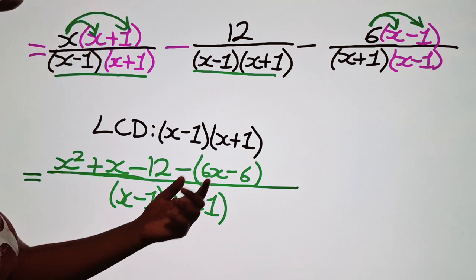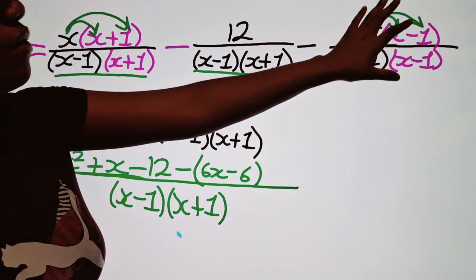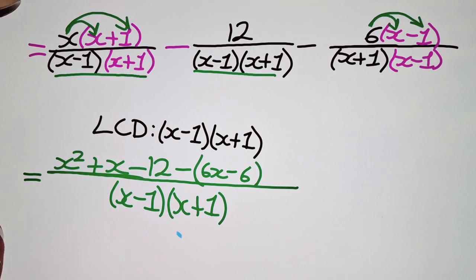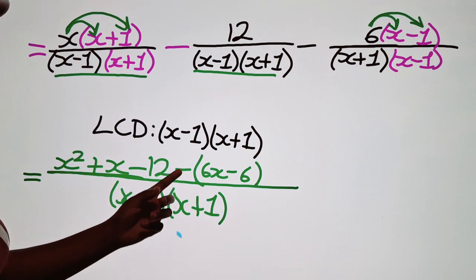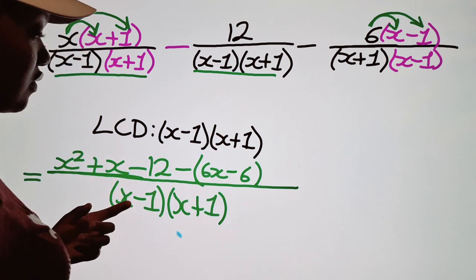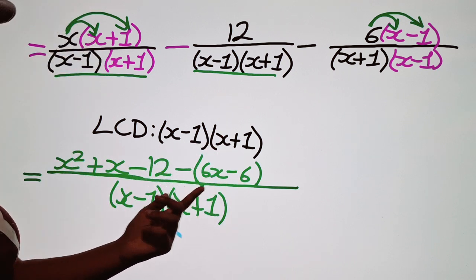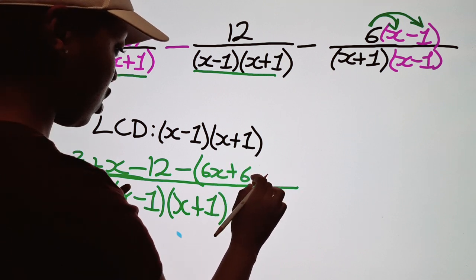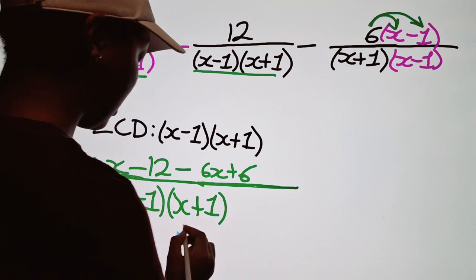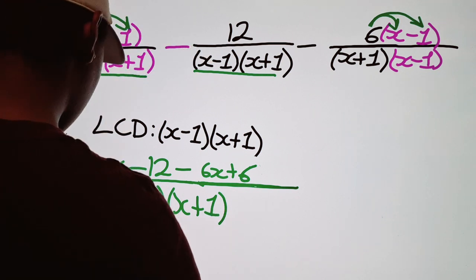You have to remember that 6x and negative 6 are both part of this fraction, so they must both be multiplied by the negative sign, not only one of them. So negative times 6x is going to give us negative 6x, then negative times negative 6 is going to be positive 6. Negative times negative is positive, right? So that's why it's positive 6. So we're going to have negative 6x plus 6 like this.